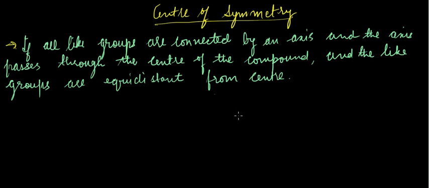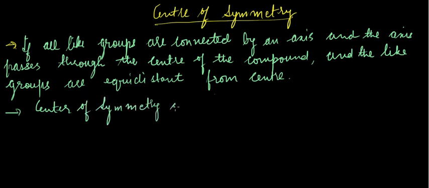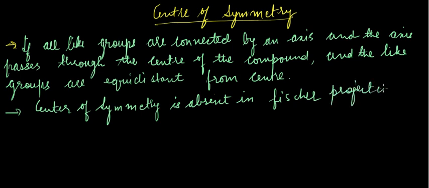So center of symmetry is absent in Fischer projection and center of symmetry is absent in eclipsed conformation. So center of symmetry is absent in Fischer conformation or in Fischer projection, and secondly, center of symmetry is absent in eclipsed conformation.